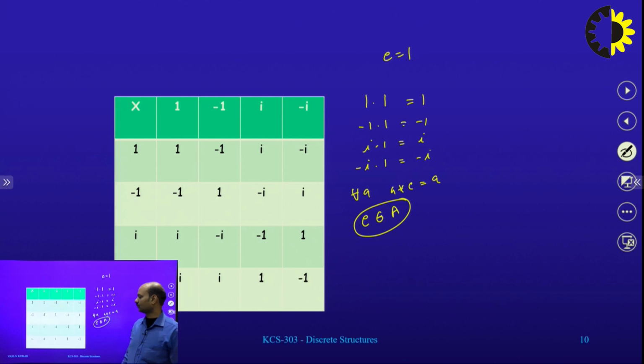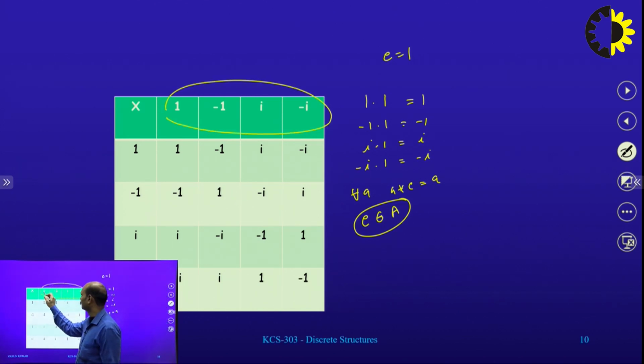If you want to observe the table, then it is 1, minus 1, i and minus i. You can check this same sequence is repeated here. The same sequence is repeated here. So, 1 is the identity element.